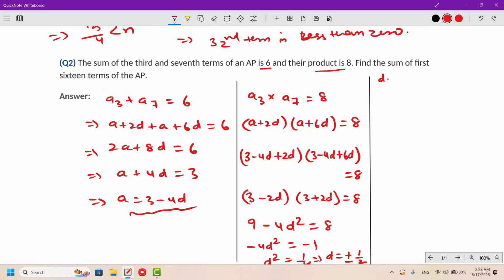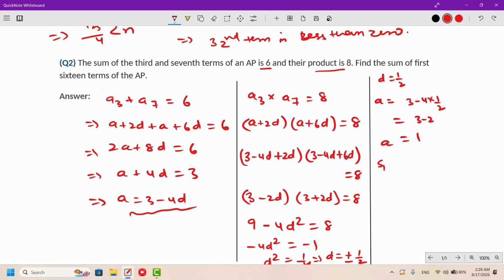So a we will get: if I take d as 1 by 2, then a equals 3 minus 4 into 1 by 2. That is, 2 twos are 4, cancelled, so 3 minus 2 equals 1. So a equals 1. And you can also solve by taking d as minus 1 by 2. So d is negative 1 by 2. When you take negative 1 by 2, then a will be different. So take any one and solve for the sum of the first 16 terms of an AP.